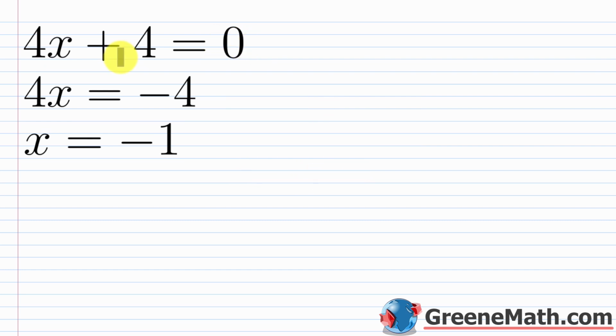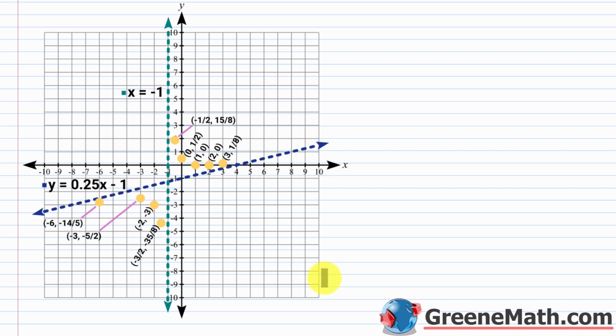So we would subtract 4 away from each side of the equation. You get 4x equals negative 4. Divide both sides of the equation by 4. You're going to get x equals negative 1. So just coming down here to show you things as I do them, this right here is going to be your vertical asymptote, which is x equals negative 1. Now you'll notice that I've drawn in a slant asymptote. Where does that come from?